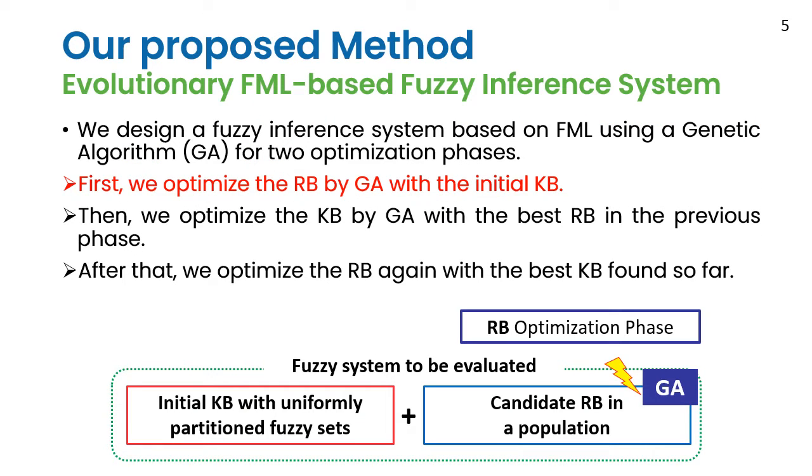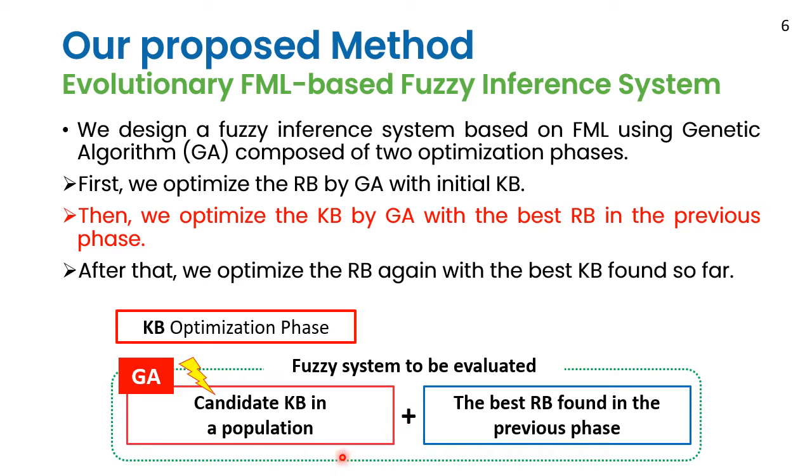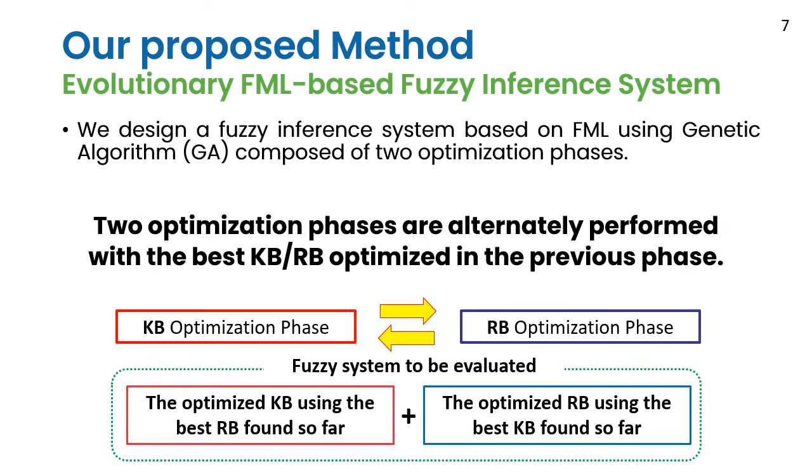Now, I will introduce an evolutionary FML-based fuzzy inference system in 2019. The proposed method optimizes a rule base and a knowledge base using a genetic algorithm. The proposed method is composed of the rule-based optimization phase and the knowledge-based optimization phase. First, the rule-based phase is performed, and it outputs the best rule base. Then, the knowledge-based phase is performed with the best rule base obtained in the previous phase. In this way, the two phases are repeatedly performed to design an accurate fuzzy inference system.